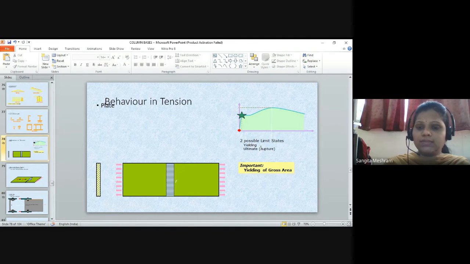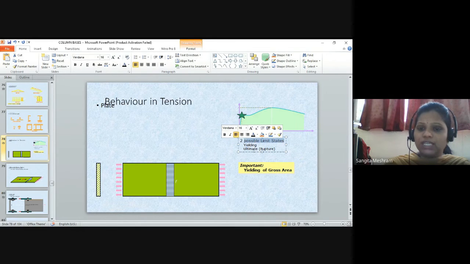So this is the possible limit state. We already studied this. If we consider the stress-strain behavior of the member, stress is proportional to the strain up to this limit, the yield stress. So the yielding point has the proportionality limit, and this is the possible limit state of yielding, and at the maximum point it will have the ultimate value. So this is the rupture strength. We have to consider the behavior of the member up to this yield point, and that is related with the yielding of gross section.